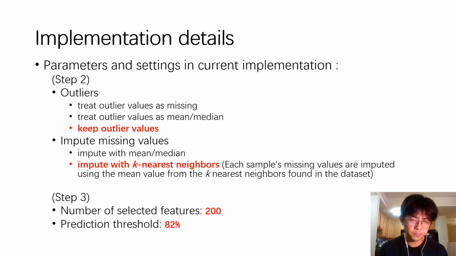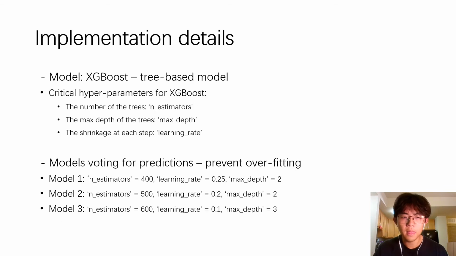And also we try the KNN imputation methods to impute missing values in the features. And for the last step, we will set the number of selected features at 200 and set the prediction threshold as 82%. And here are some other implementation details.